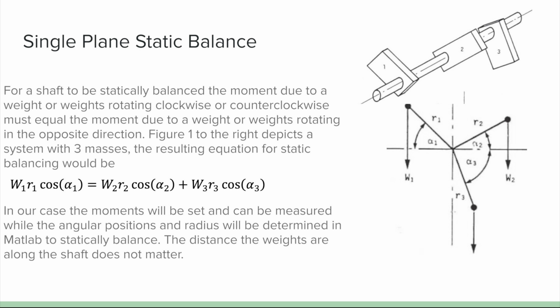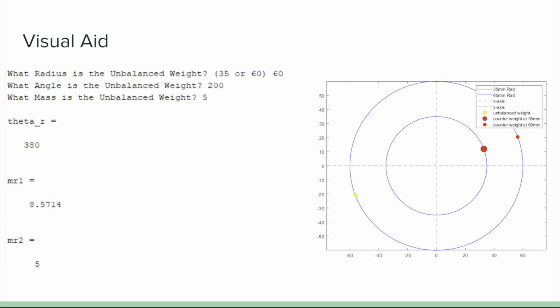Using the sum of forces equations shown, we are able to create a visual aid on MATLAB that takes in the size and location of the unbalanced weight from the user and will output the angle at which the counterweight will need to be placed, as well as the two different masses for the two radii we have available on our discs. This can be done for however many weights start on the disc.